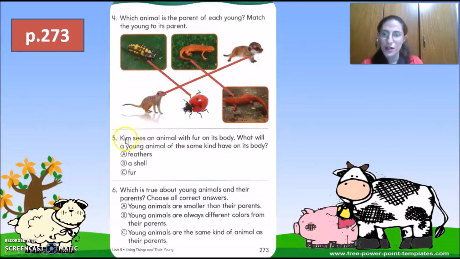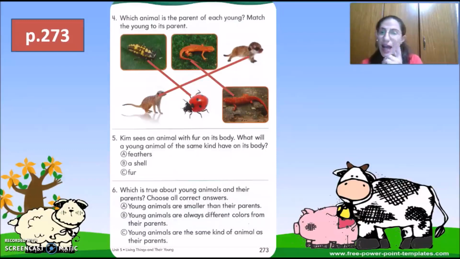Number 5. Kim sees an animal with fur on its body. What will a young animal of the same kind have on its body? A, feathers. B, a shell. C, fur. Let's check. Kim sees an animal with fur on its body. What will a young animal of the same kind have on its body? A, feathers. B, a shell. C, fur.